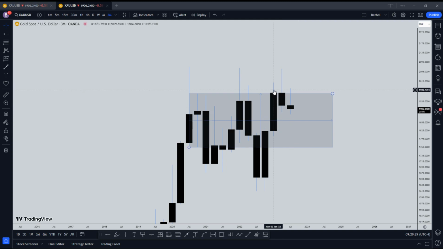So we have lower one, two, three. So this is like a swing high. A swing high is a high with two lower highs at each side of it. So you have lower high, high, lower high.